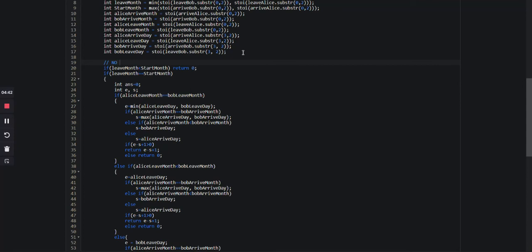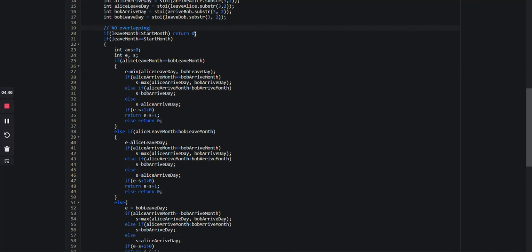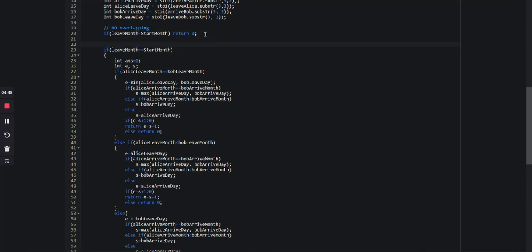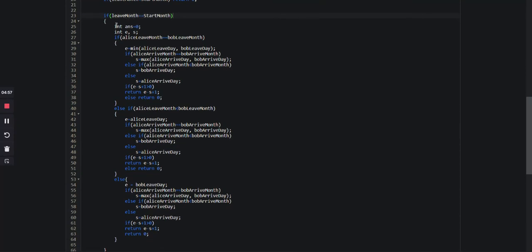So I can say there is no overlapping in this case, and then we are checking for every condition which can happen. Suppose the month is same when they arrive and when they leave. So then we will create an answer variable, initialize it with 0. Now we need to find the endpoints, the end and the start.